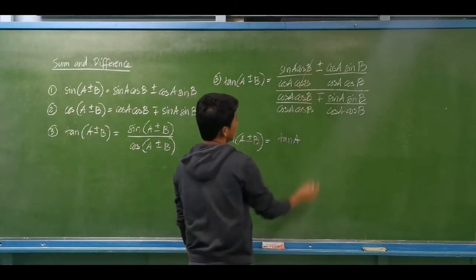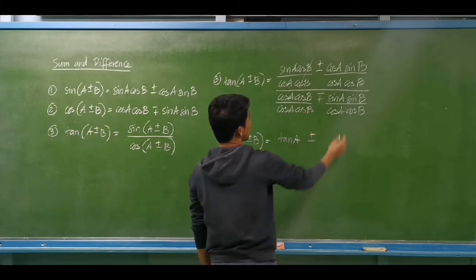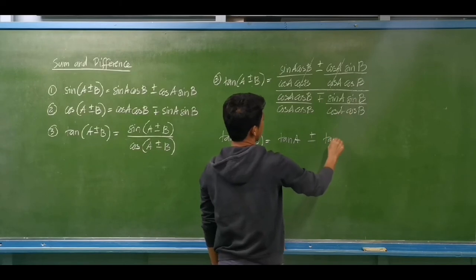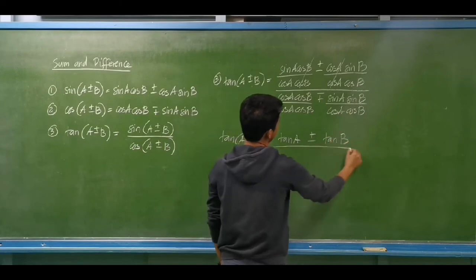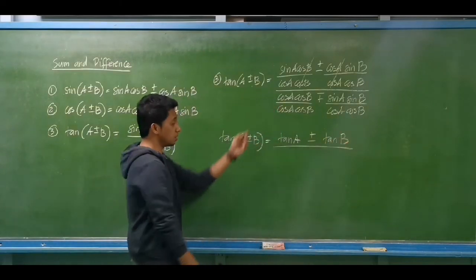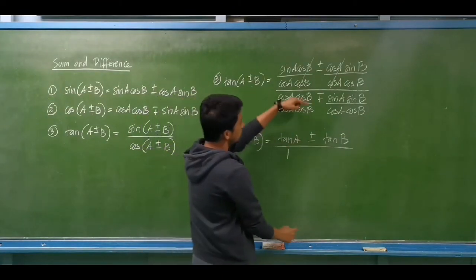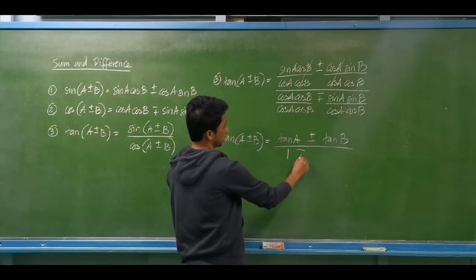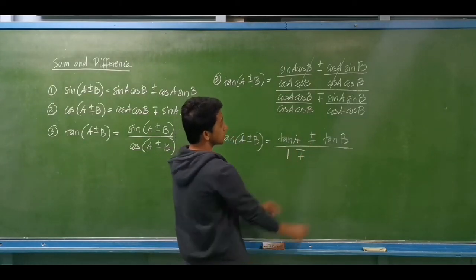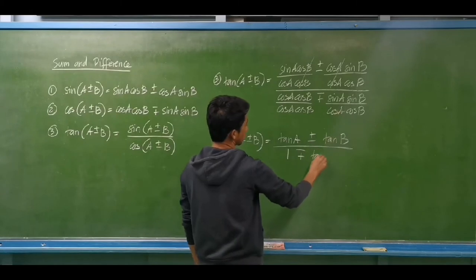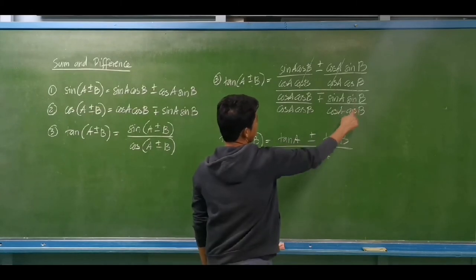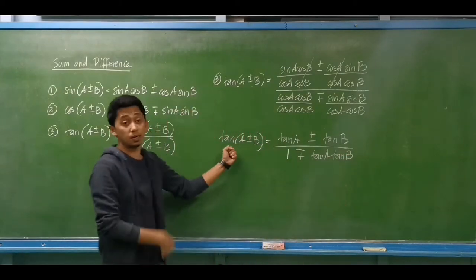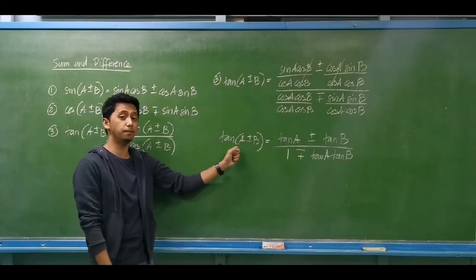We may cancel cosine B. This is plus or minus. Cancel cosine A. Sine B over cosine B is tangent of angle B. This is divided by, siya yung divisor natin. So that is the same as 1. Kapag addition, this is subtraction. Kapag subtraction, addition. So 1 minus or plus, sine A over cosine A is tangent of angle A. Sine B over cosine B is tangent of angle B. So this is the sum and difference identity for tangent.